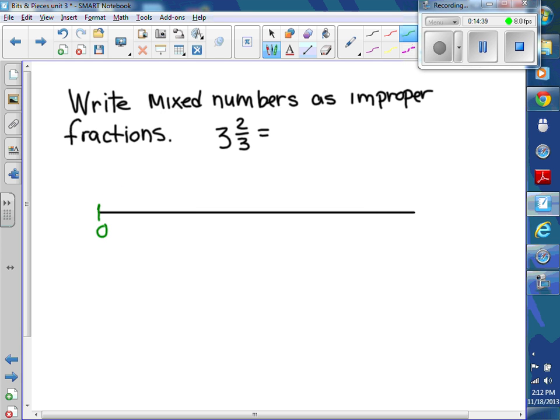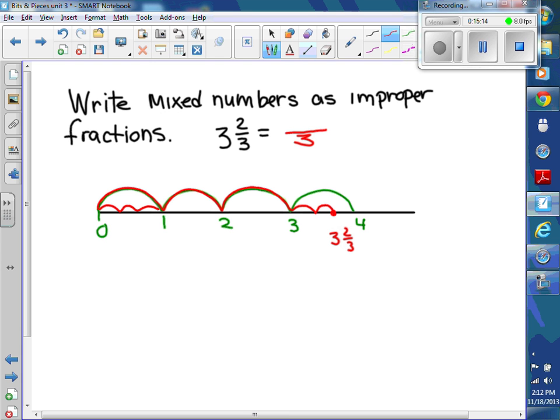If I do 3 and 2/3, that's 3. I'm going to go all the way to 4. You guys agree that would be 4? Okay. But I want 3, but I just want 2/3, right? So I want like that. That's where I want to end, 3 2/3. And I want to know what that is in an improper fraction. So I want to know how many thirds it is, because I could write that as thirds. So I have 1, 2, 3/3 here.